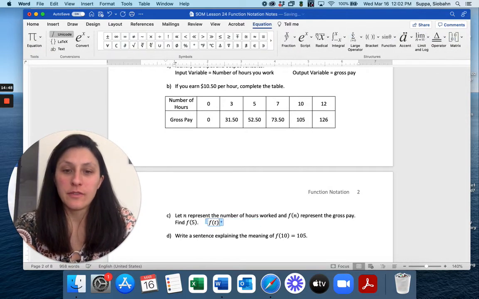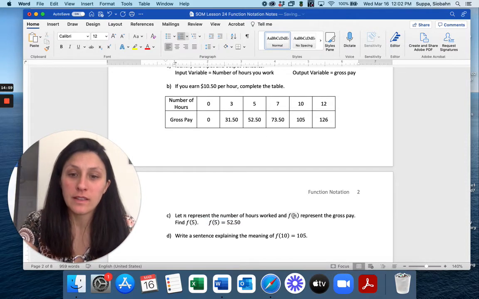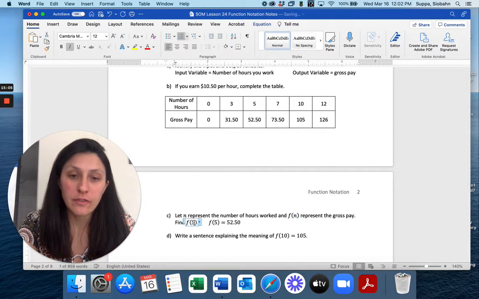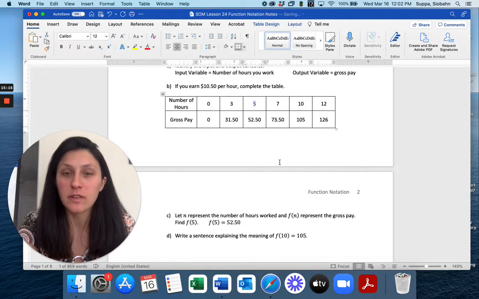Okay, so f of 5 is 52.50, and we found that by noting that n inside the parentheses is the number of hours worked. So if you see a 5 inside here, that means go find where the 5 represents number of hours worked and tell me what is the gross pay amount. What's the Y value, in other words.